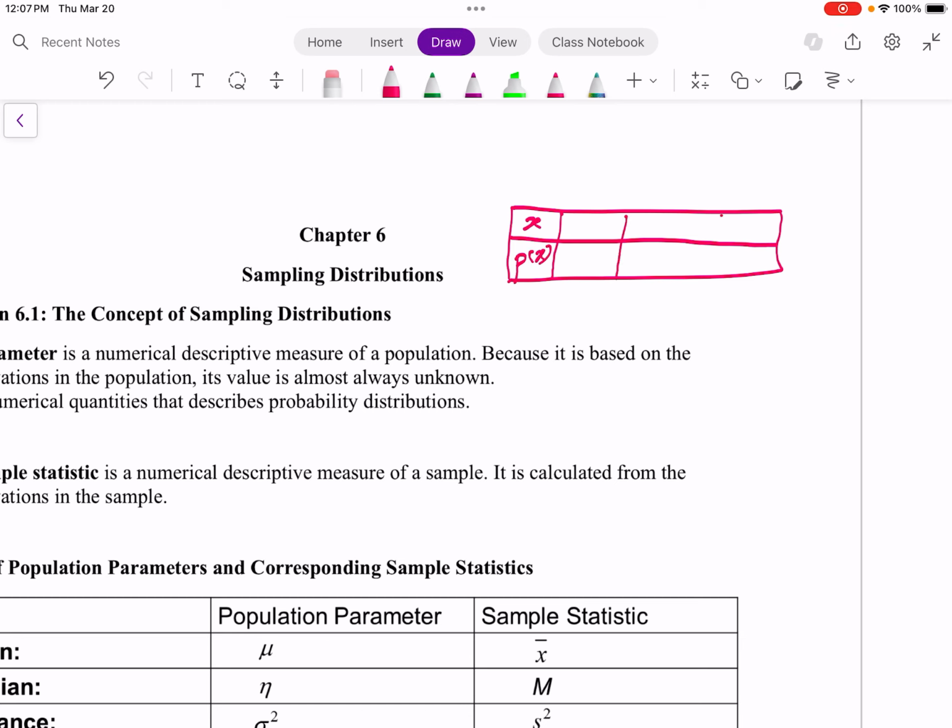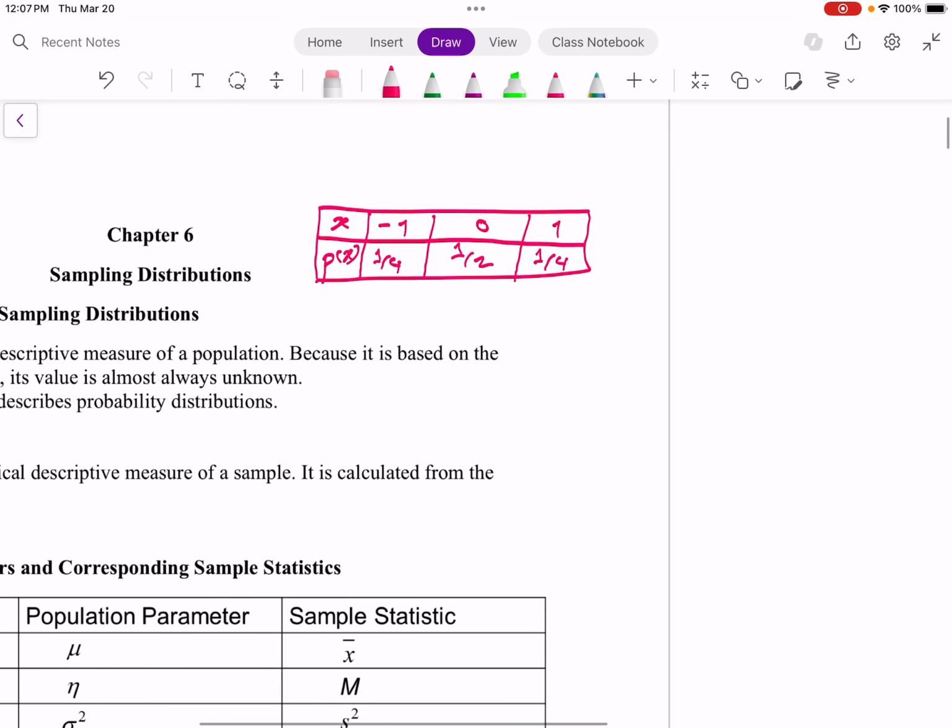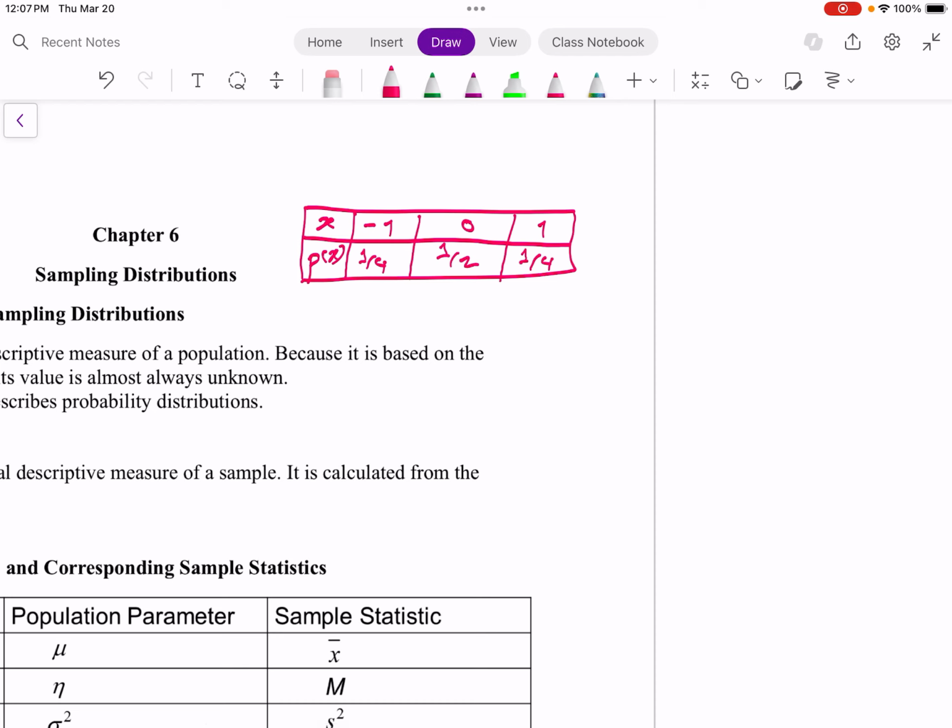Okay, so let's say our x takes the values -1, 0, +1, and the probability that x takes the value -1 is 1/4. The probability that x takes the value 0 is 1/2, and the probability that x takes the value 1 is 1/4. So this is a probability distribution for a discrete random variable. Okay, and we also talked about the probability distribution for a continuous random variable.